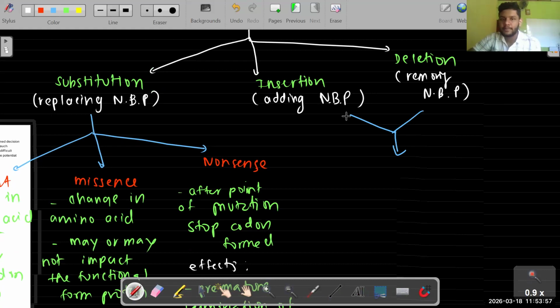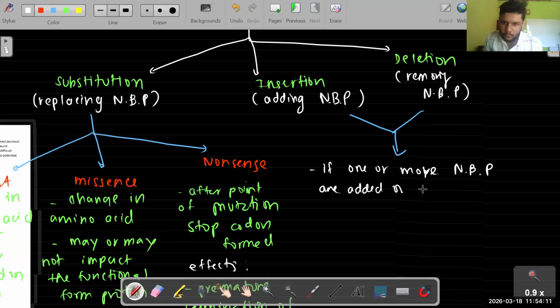Right? So what happens is, if one or more nucleotide base pairs are added or removed, they can cause insertion or deletion mutation. So what actually happens is when one or more nucleotide base pairs are inserted or deleted, they'll be causing a type of mutation. What is that type of mutation? Can you remember what type of mutation that is?